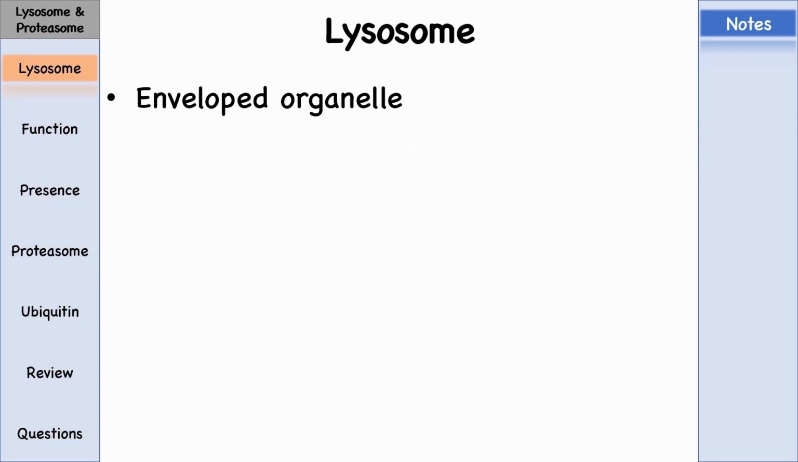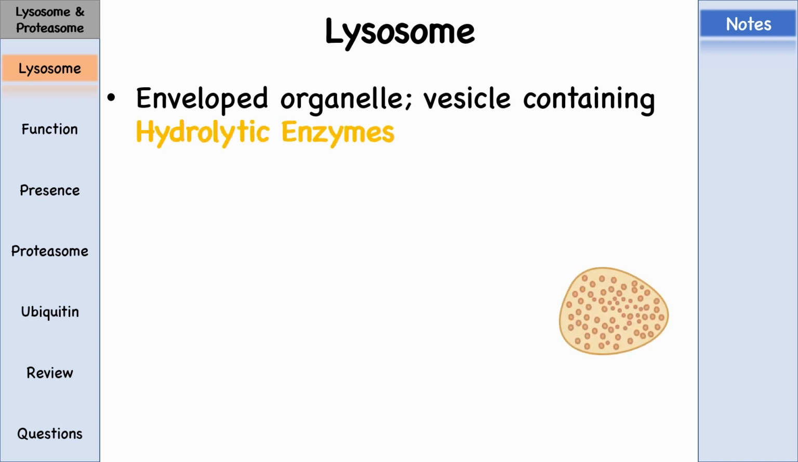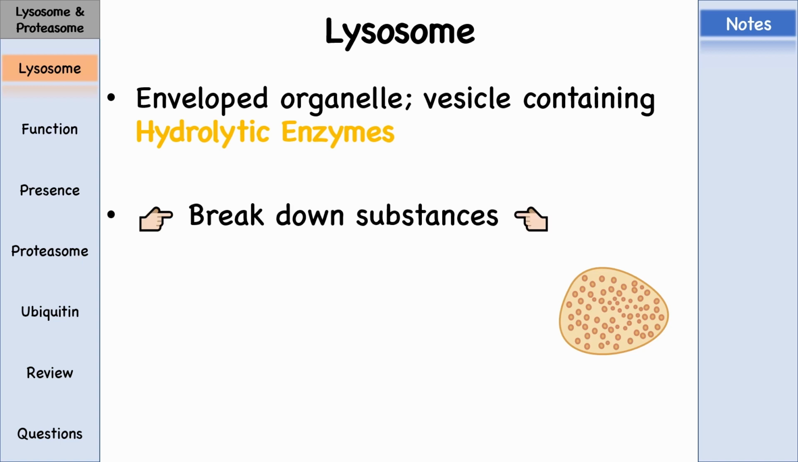The lysosome is an enveloped organelle in the cell. It is basically a vesicle that contains hydrolytic enzymes inside, and its main function is to break down substances. It contains a lot of degradative enzymes, all present inside this lysosome.